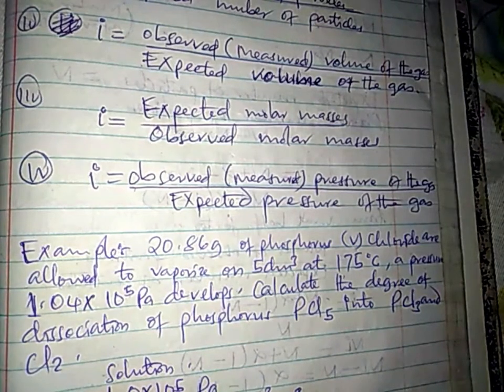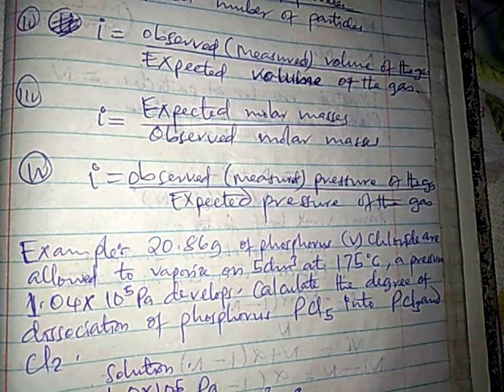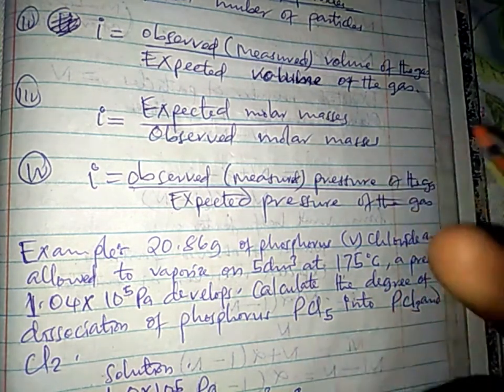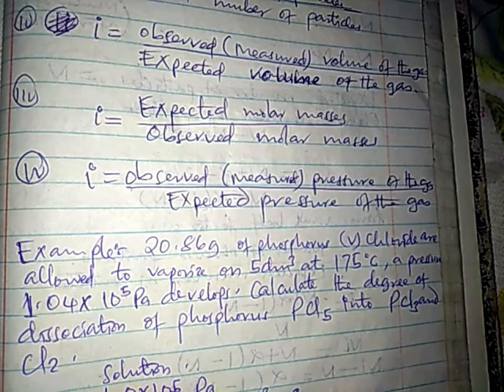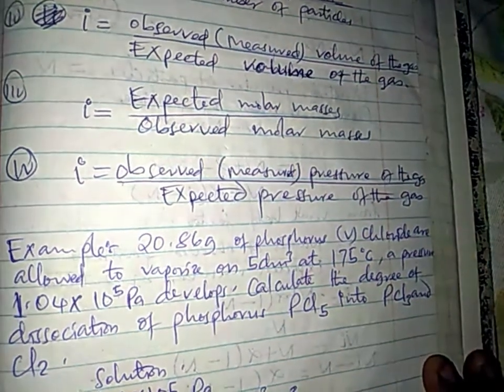Kwa hiyo tunachokiangalia simply ni relationship kati ya hiyo parameter tunayoitumia pamoja na nani? Na number of particles. Kwenye number of particles zenyewe tunatumia observed expected. Volume observed expected. Molar mass ni expected observed. Ni tuna reverse. Kwa nini? Kwa sababu the relationship between the molar mass and number of particles is inversely proportional. Pressure observed expected kwa sababu it is directly proportional to the number of particles.